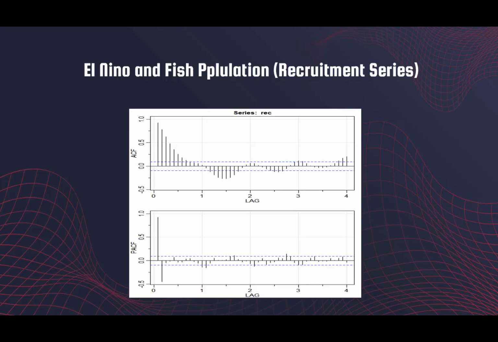So this is a real data application. At the start of the course, we looked at this data which had the El Nino and fish population. And this is the plot of the recruitment series. You can see that this ACF doesn't fall off, but this PACF does. So this probably is an autoregressive process.